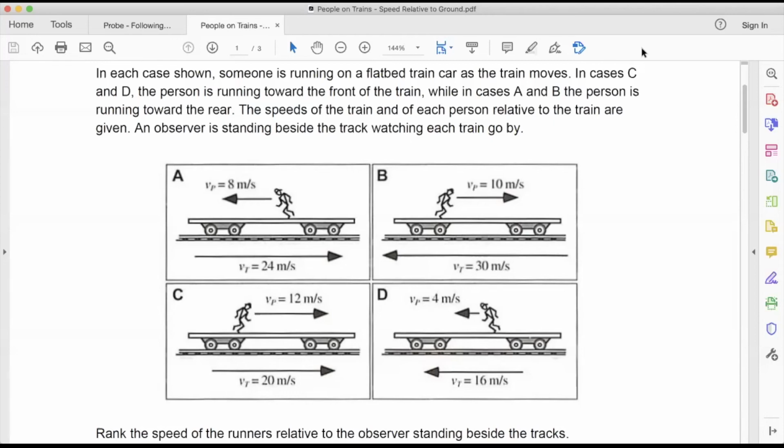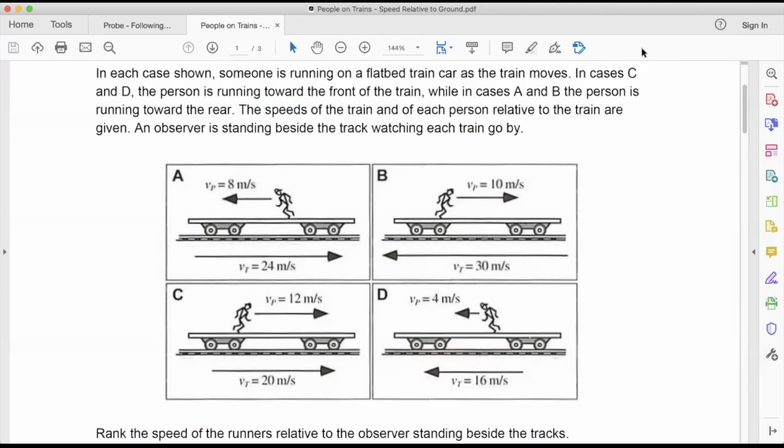So what about D? How fast would that runner be moving compared to the person on the ground? Oh, 20 also. It would be 20 as well because the train's moving him at 16 to the left, plus he's running at 4 to the left. So altogether, B and D are the same. What about A? What would A have as an answer? 16, right? Because you got 24 going to the right, but they're running to the left at 8. So that's going to subtract and give 16. So what does that give us for C?